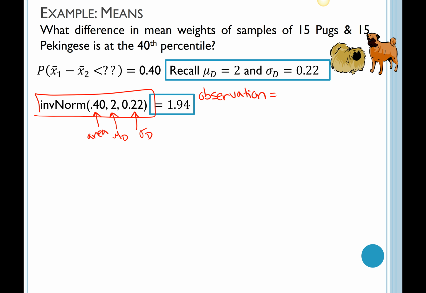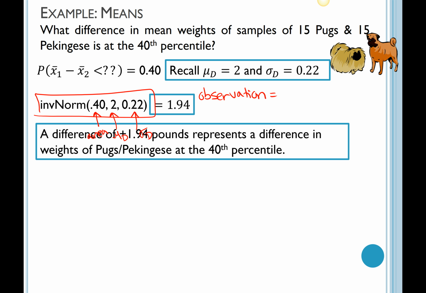And that mean difference is going to be 1.94. So a difference of positive 1.94 pounds represents a difference in the weights of pug and Pekingese dogs at the 40th percentile. All right, so simply typing this into inverse norm will help you figure out that difference, okay?